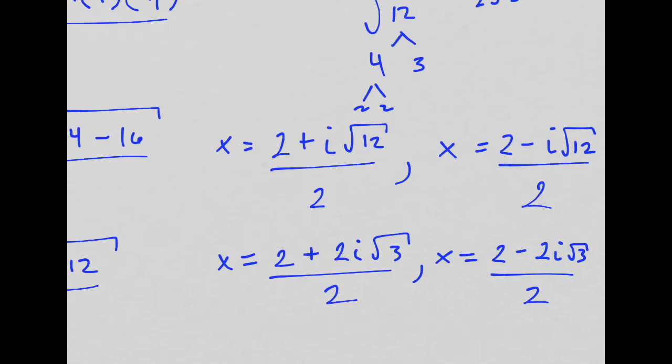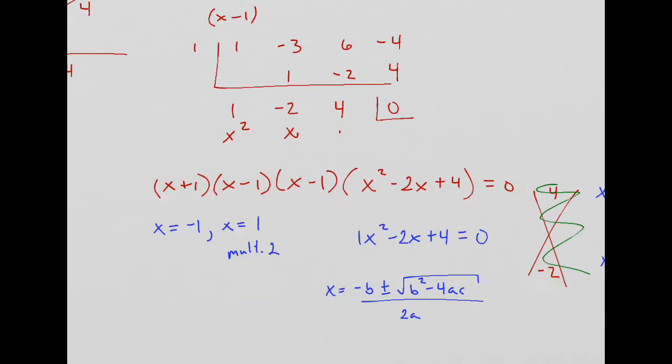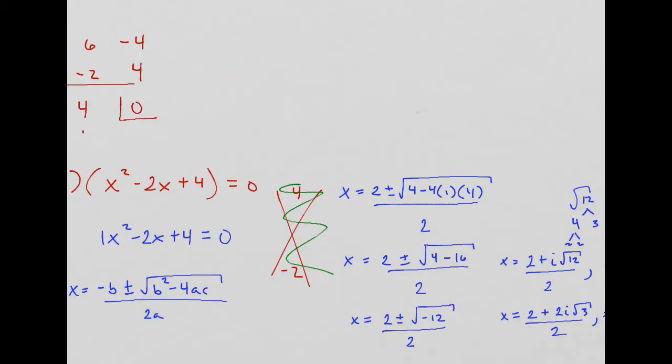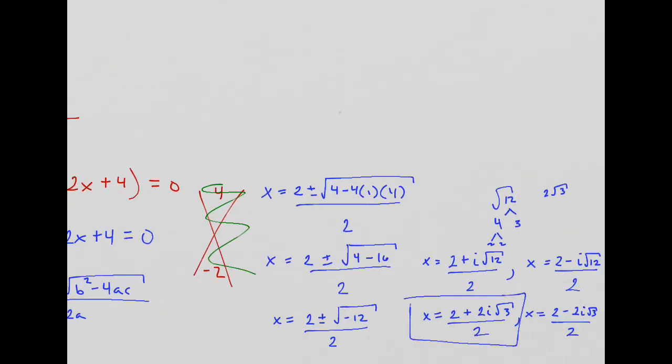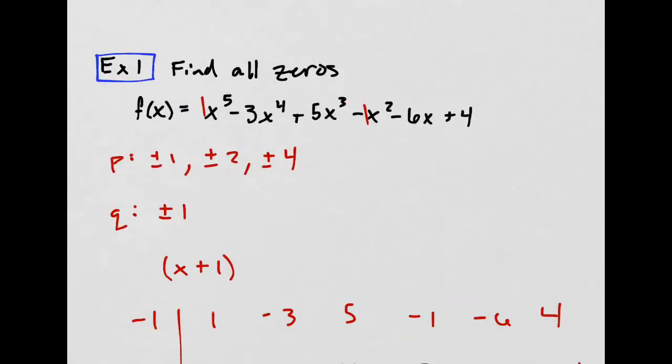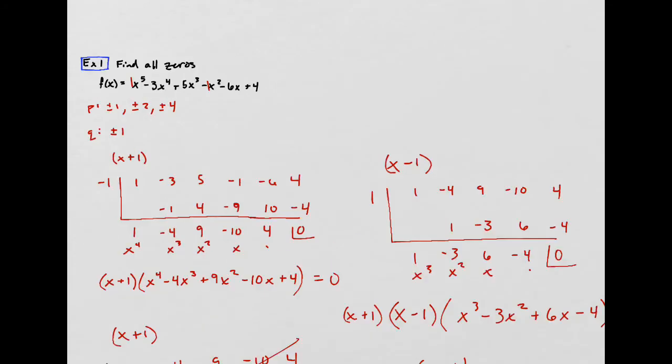Wait. Those are how many answers? I have 1, 2, 3, 4, 5. Was this a 5th degree polynomial? Oh my goodness, it was. Alright, good, we're done.